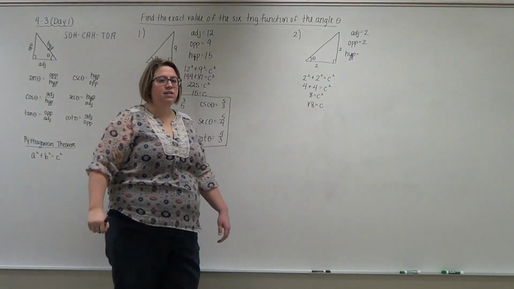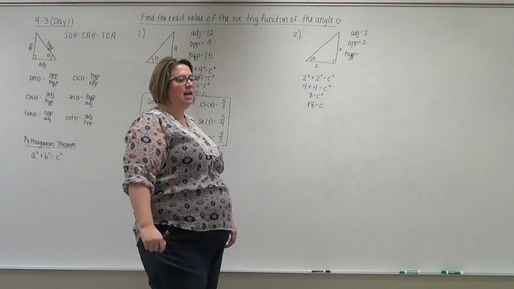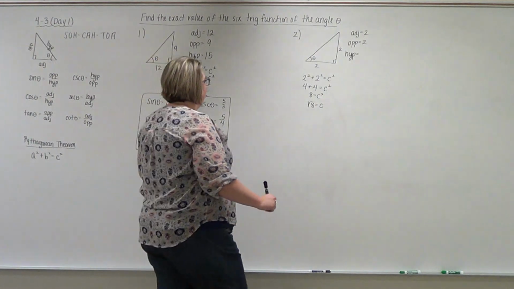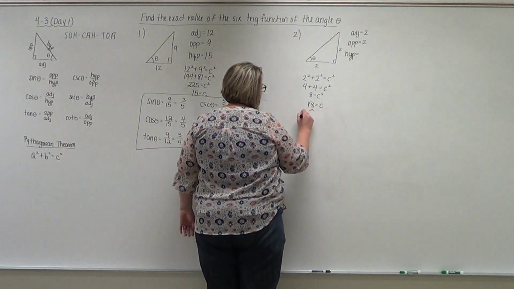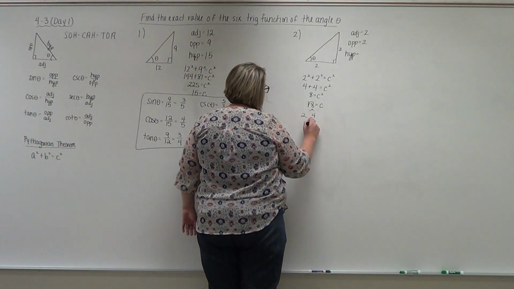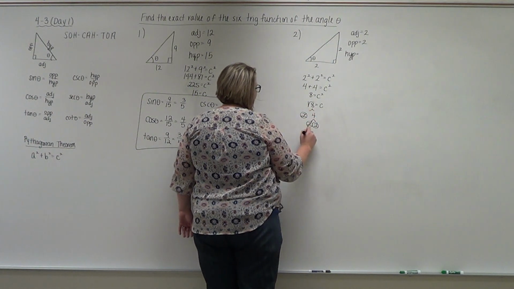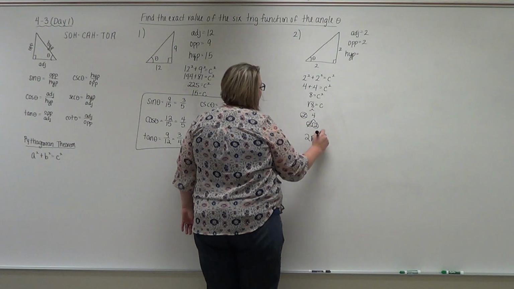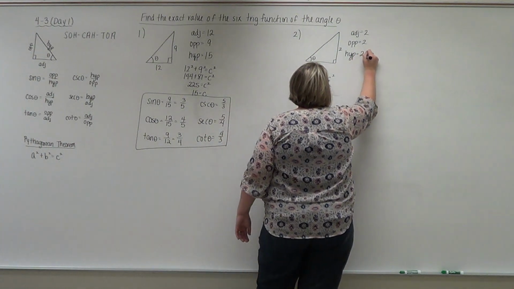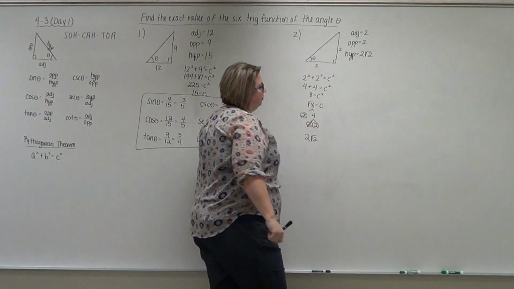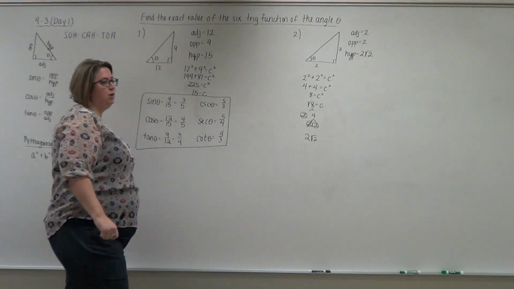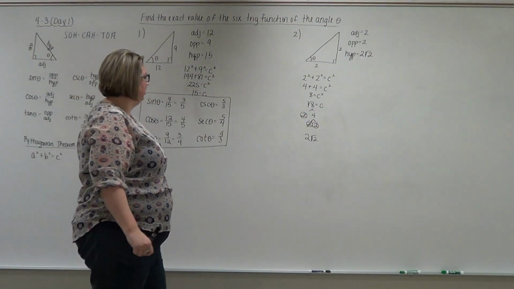Okay, now the square root of 8 is not perfect, but if it can break down, you have to break it down. So 8 breaks into 2 and 4, and 4 breaks into 2 and 2. So that means this is 2 square root of 2. Okay, so now we can find our 6 trig functions.